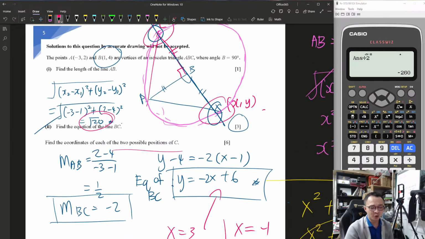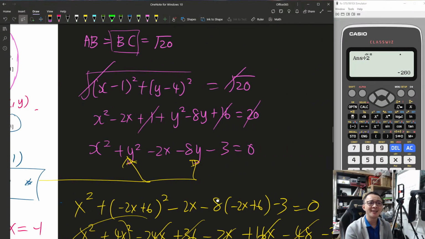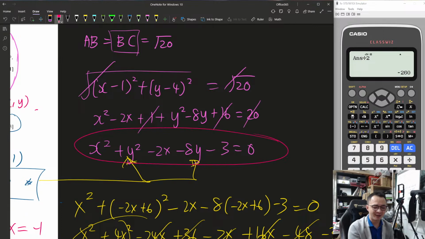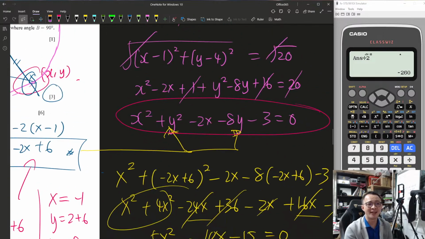So in order to find the two possible positions of C, the first thing is I use the distance formula, BC equals square root 20. By solving it, I get an equation like this, with x squared, y squared, x and y. Then I plug in the equation of BC, like I showed you in this diagram, to get the two possible coordinates of C. So basically I'm doing simultaneous equations here.